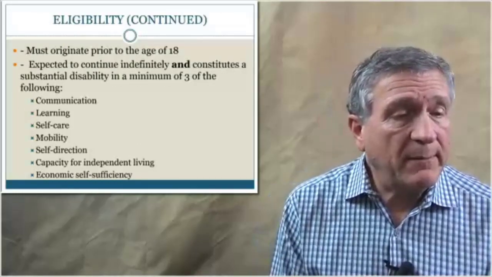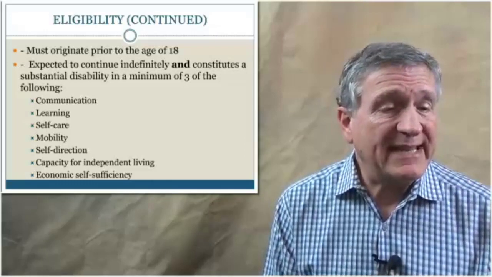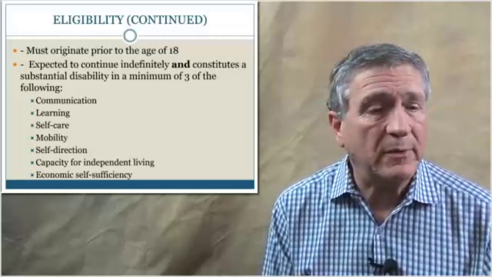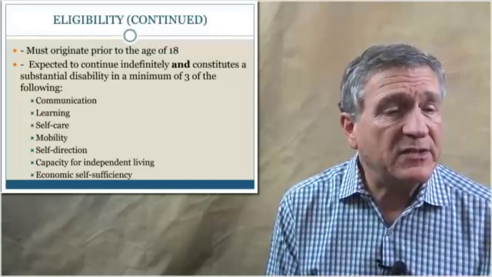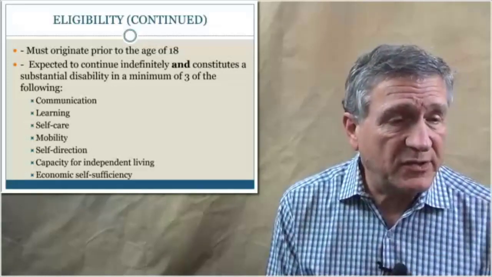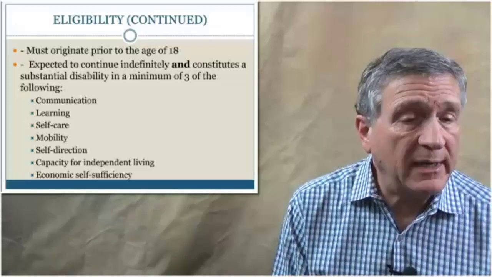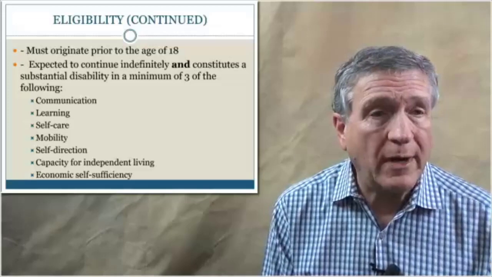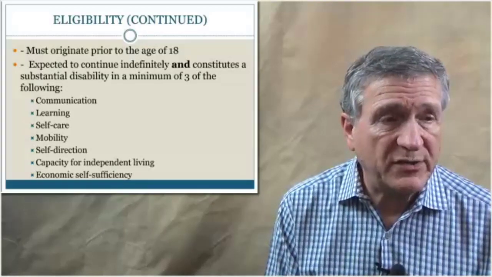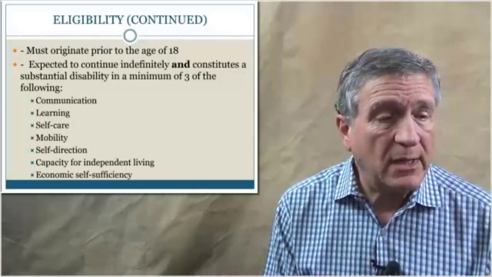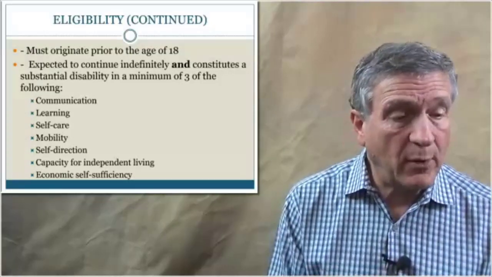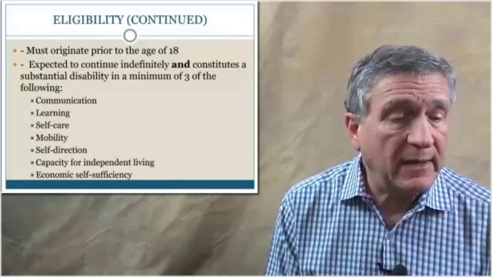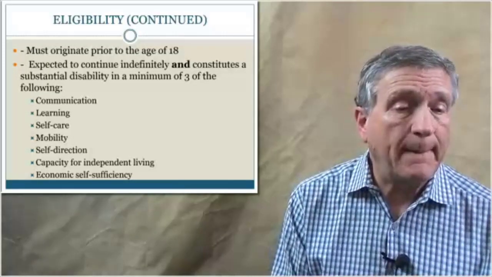Again, the disability must have originated prior to the age of 18, and then this is the second part of the definition that a lot of people don't understand, and that is that it must constitute a substantial disability in a minimum of 3 of the following areas. Now, this is for an adult, so someone over the age of 18. Communication, learning, self-care, mobility, self-direction, capacity for independent living, and economic self-sufficiency.